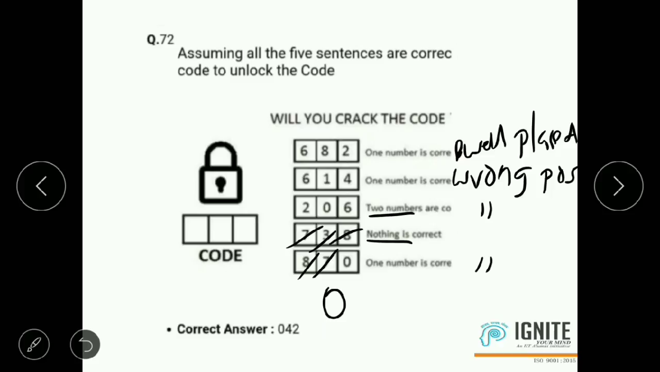From statement 1 and 2, statement 1 gives 1 number is correct and well placed. Second statement gives 1 number is correct, wrong position. So, cancel 6. That means 2, since 1 number is correct and well placed, 2 is one of the numbers. From statement 1 and 3, 2 is one of the numbers. That means third number is 2. Then we have to find the second number. From statement 2, 1 number is correct but wrong position. That means the second number is 4. Code is 042. Clear?